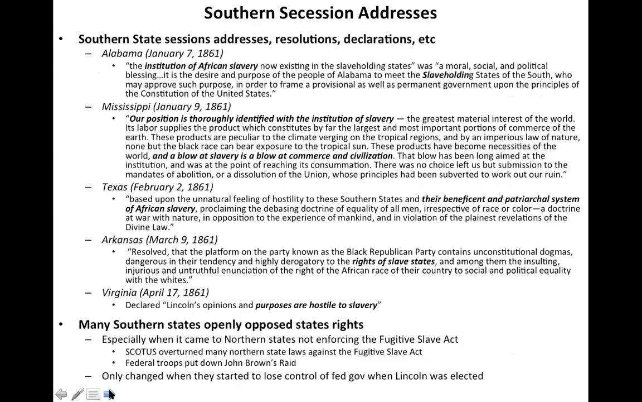But I wanted to back up James Loewen's claim that one of the biggest myths of the Lost Cause is the idea that the Confederates fought for states' rights. If you look at every single southern state that seceded and fought with the Confederates, every one of their secession speeches or resolutions or declarations specifically mentions the institution of African slavery. "Our position is thoroughly identified with the institution of slavery, and a blow at slavery is a blow at commerce and civilization." Texas: their benign and patriarchal system of African slavery. Arkansas: the rights of slave states. Virginia: proposals are hostile to slavery.